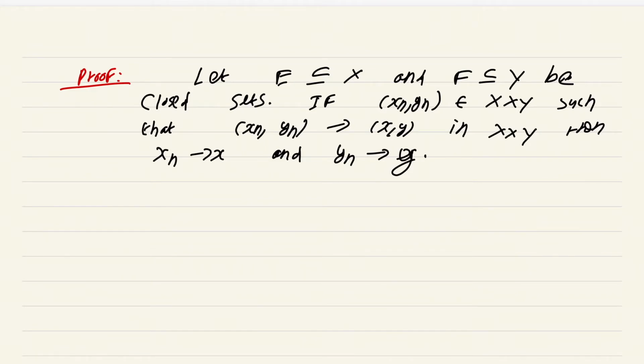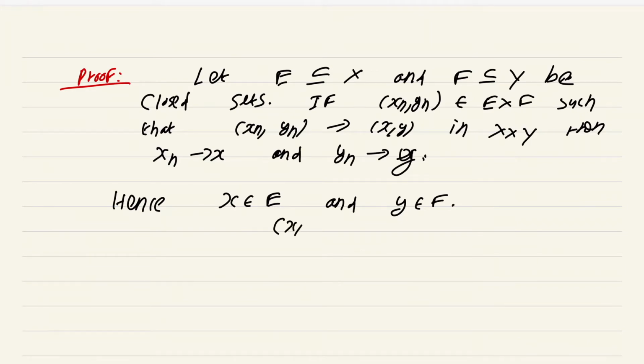Now, let me just make a small change. (Xn, Yn) is in E cross F. Otherwise, what was the point of picking these closed sets? What is this? Because E and F are closed, we must have X is in E. Hence, X is in E and Y is in F. That's just because E and F are closed sets. Consequently, (X, Y) is there in E cross F. What this shows is that E cross F is closed.